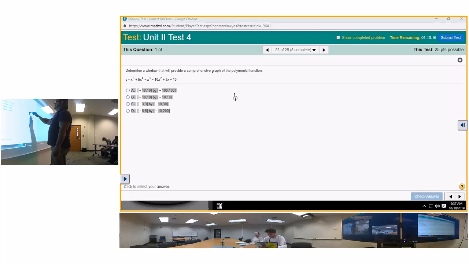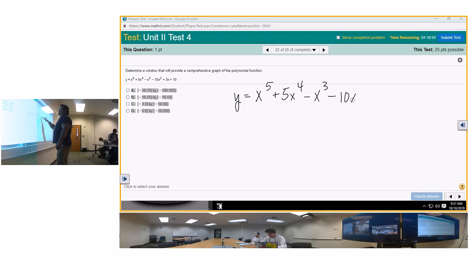Y is equal to x to the 5th plus 5x to the 4th minus 10x squared plus 3x plus 10.